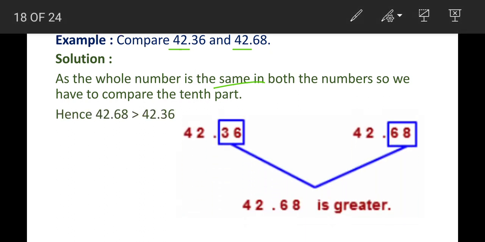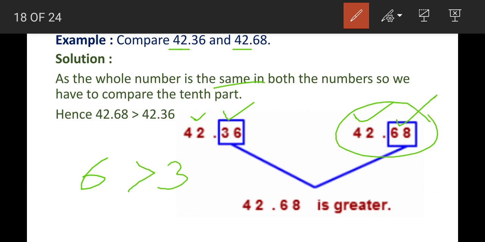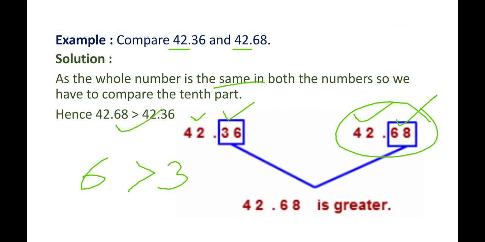Look here. 42 is the same as 42, so no need to compare that. Compare the next digit, that is the 10th place digit. Here it is 6 in the second one and 3 in the first one. So 6 is greater than 3, so we can say that 42.68 is greater than 42.36. Clear everyone?